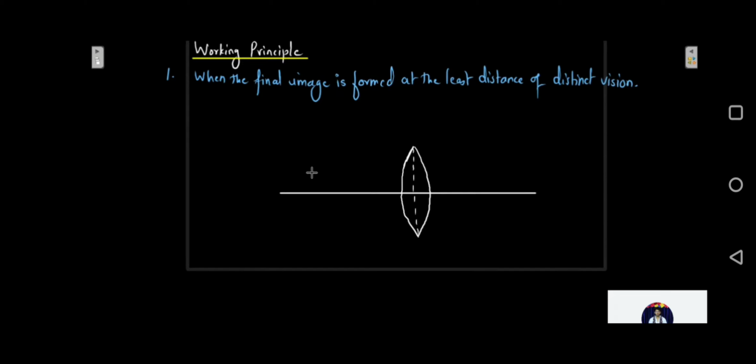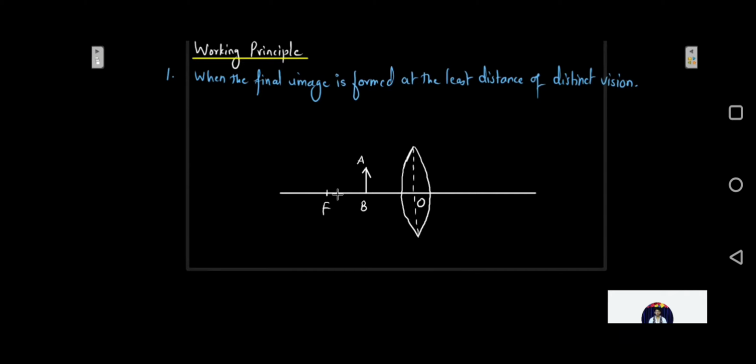So here I have considered a convex lens having a short focal length, and I am going to consider an object which is placed between the focus and the optical center. Let us say that the focus of this convex lens is over here, and O is the optical center. So my object will be placed in between the focus and the optical center. Let me draw my object over here. Let us say that the name of the object is AB. So AB is the object placed between the focus F and the optical center O.